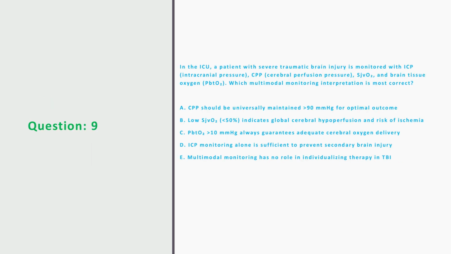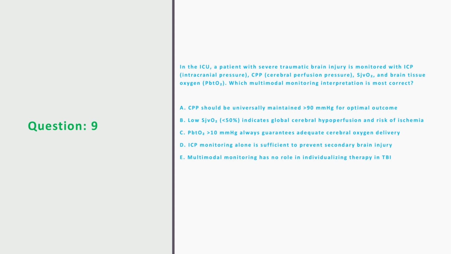Question 9. In the ICU, a patient with severe traumatic brain injury is monitored with ICP, intracranial pressure, CPP, cerebral perfusion pressure, SjVO2, and brain tissue oxygen, PbTO2. Which multimodal monitoring interpretation is most correct?